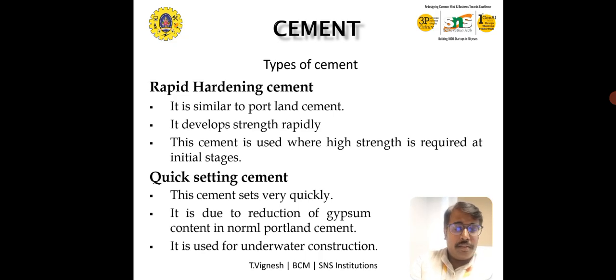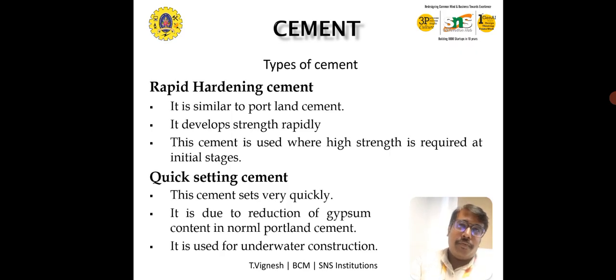There are many types of cement. One is rapid hardening cement. It is similar to Portland cement, and it develops strength rapidly. This cement is used where high strength is required at the initial stages. Quick setting cement sets very quickly, due to a reduction of gypsum content in normal Portland cement. It is used for underwater construction.